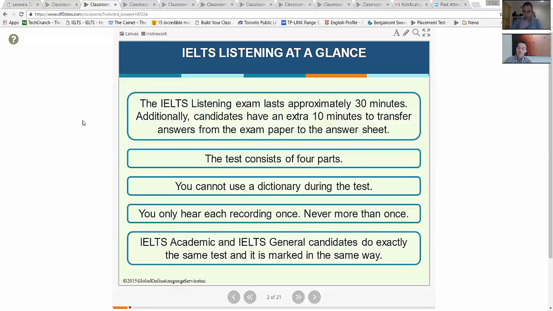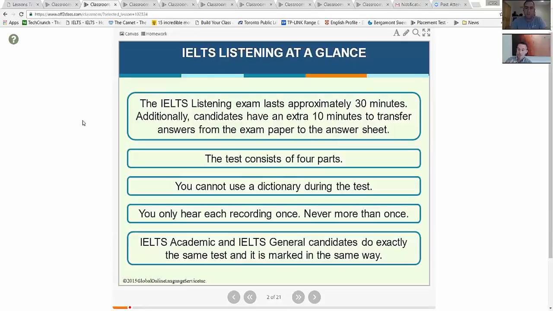Another thing you might like to stress is that in the listening exam, the students will have 30 minutes and they are, unlike the reading section of IELTS, given an extra 10 minutes to transfer their answers from the exam paper to the answer sheet. This is the only section of the exam where this happens. So you might like to make them aware of that, because in the reading section, you are not given an extra opportunity to do this. Obviously, no dictionary.